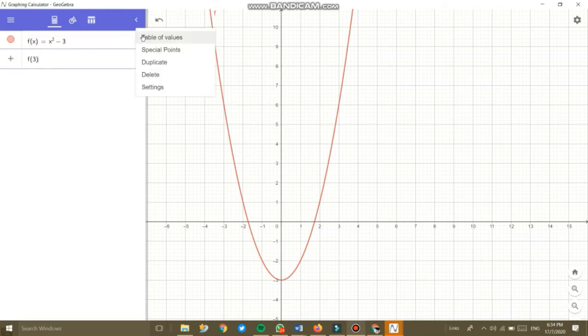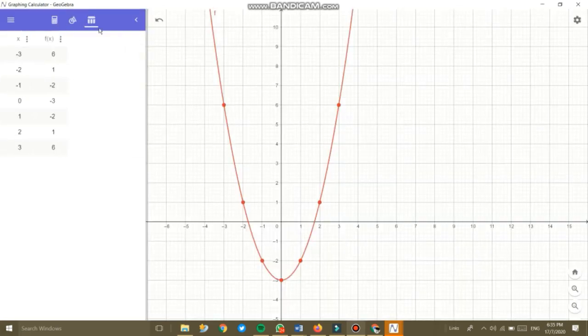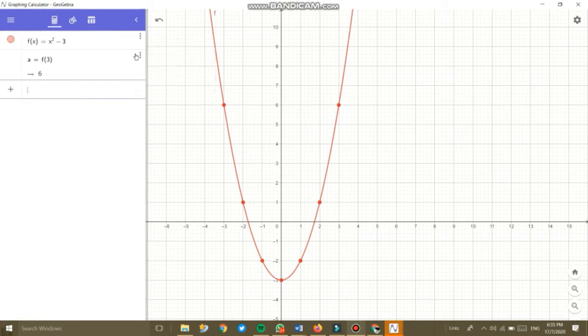But you can also use the table of values. So we use -3 until 3. So you will get the value, which is 6. So you can use both ways, which end up with the same answer.